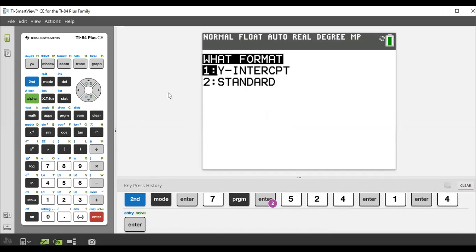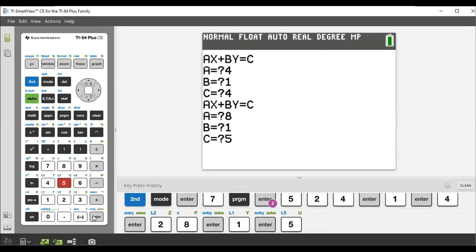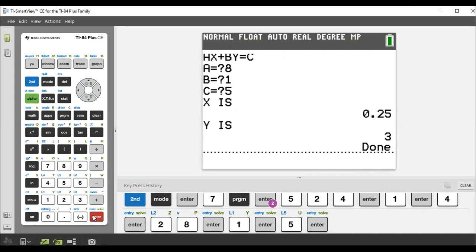And then I'm going to enter the second equation, and it was also in standard form, so I would choose 2 again. The coefficient of the x term was 8, the coefficient of the y term was 1, and the constant was 5. Once I press enter, bam, it tells us that the intersection occurs at 0.25. We were looking for the x-coordinate, so it would be 0.25, which is what we found.